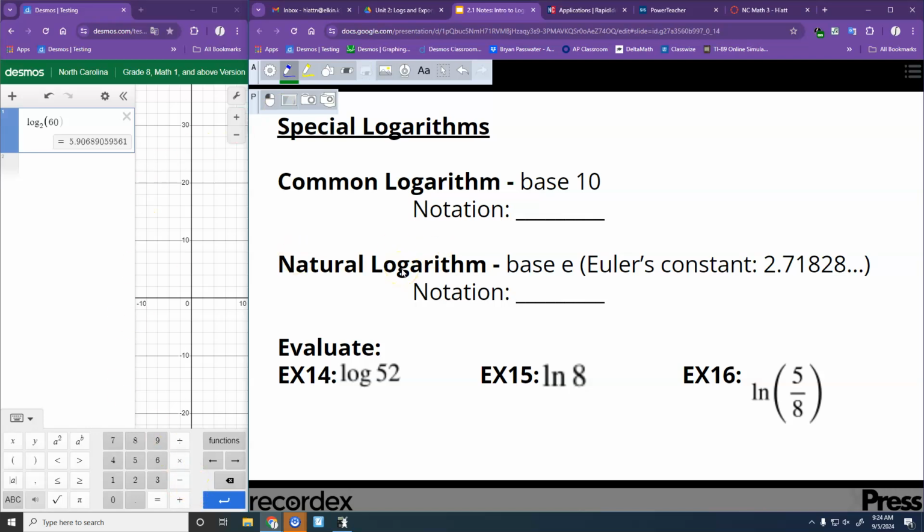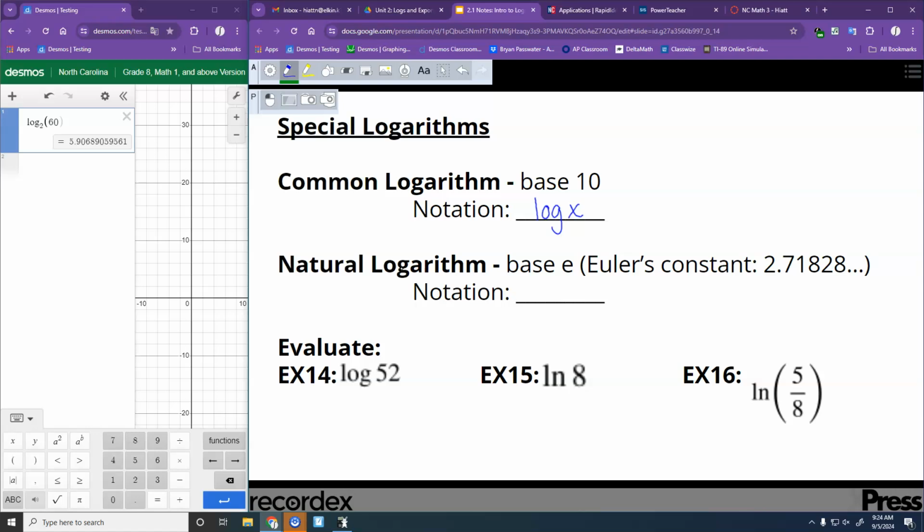Okay? Special logs. There are 2 logs that show up a lot in nature that we use so often that they have given them special symbols. The first is the common logarithm, and that is a base of 10. We use base 10 a lot because if you multiply something by 10, it just moves the decimal place, right? So this is used a lot in scientific notation. It's used for really big numbers. If you have a log that just says log x, and there is no base written, then it has an invisible 10 there, okay?